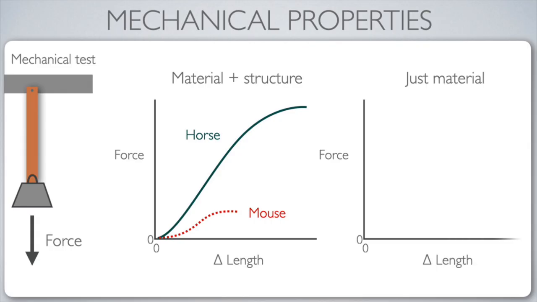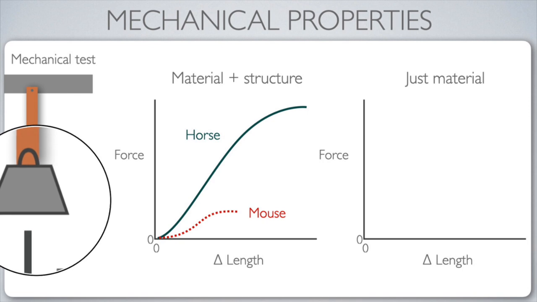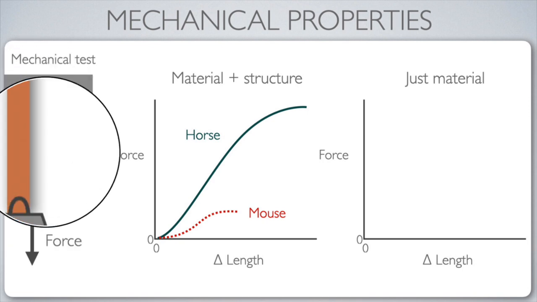So, on the left, we have the measurements we described, where both the material composition and the structure of the tendons are going to influence those curves. We can remove the structural aspects of this. The force that we're applying to our material acts on a cross section of that sample.